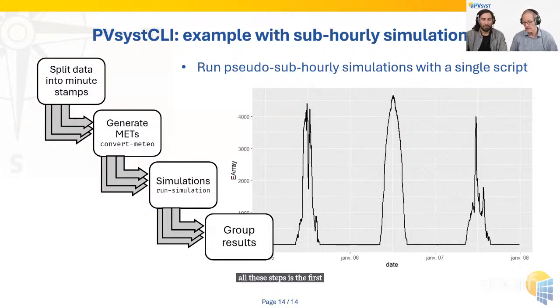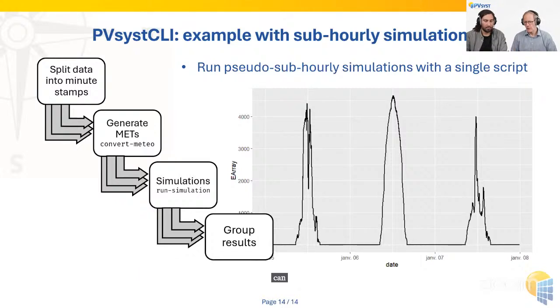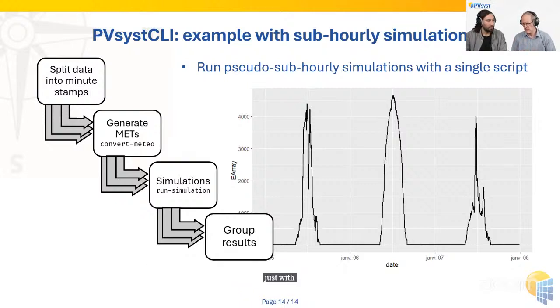And the second one is that you can run all these different calls in parallel on your computer. So with the batch mode and with PVsyst, you are limited to a single thread which executes sequentially all your simulations, but PVsystCLI can be run in parallel. So you can run all these 60 simulations in one go, and they will execute much faster than if you would do that just with PVsyst, the graphical user interface or the batch mode.